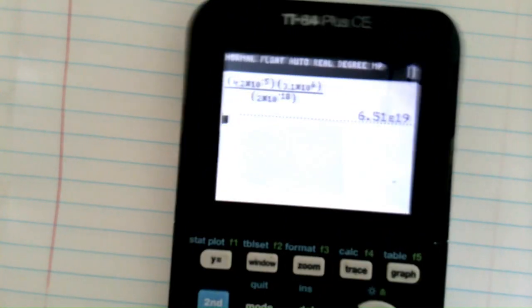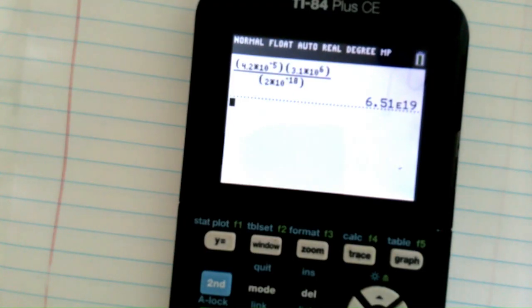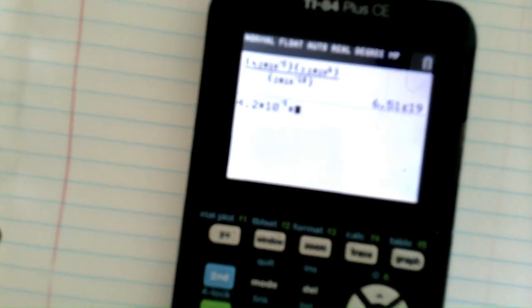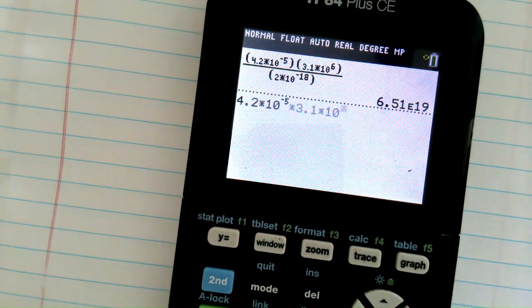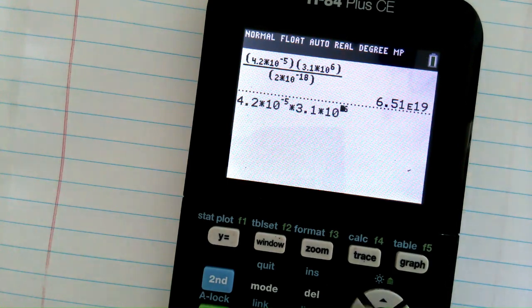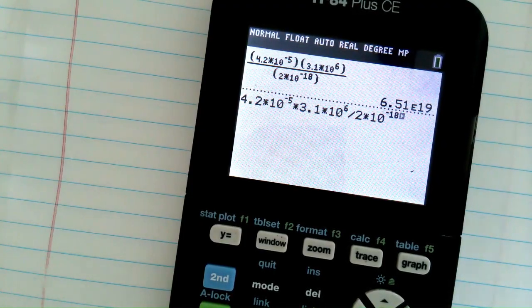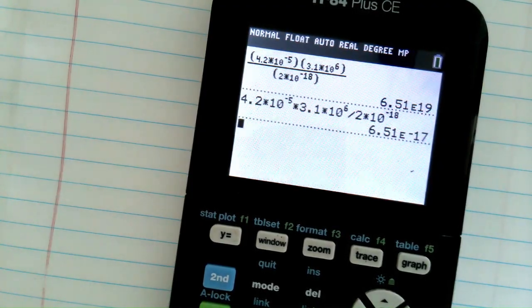Okay, so I did want to go over some common mistakes. So let's say you don't have this kind of calculator, and you just do 4.2 times 10 to the negative 5th times 3.1 times 10 to the 6th. Whoops, not negative 6, positive 6. Divided by 2 times 10 to the negative 18th. That's not the same answer. Why not?